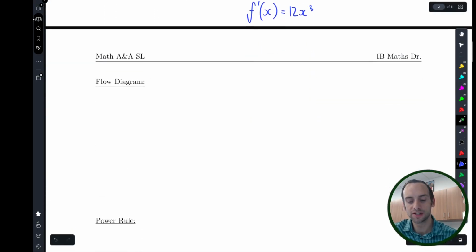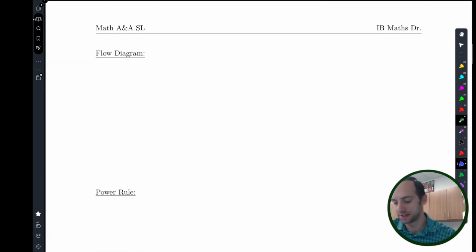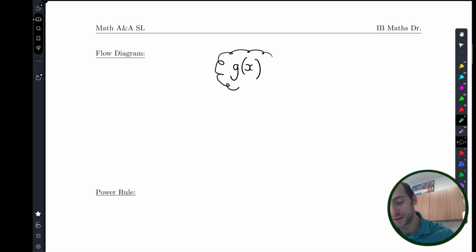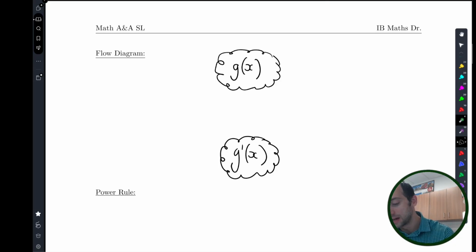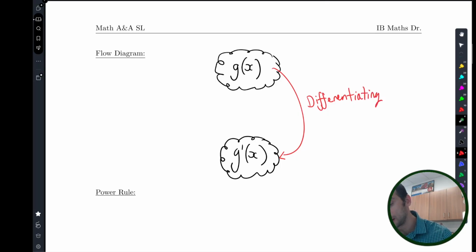So let's carry on understanding a little more about antiderivatives and integration and how they fit together. Okay? So we're going to make a little flow diagram here. We're going to think about a function, we'll call it g of x. And we know that this function g of x can have a derivative, which we commonly note g primed of x. Okay? And the process of getting from g of x to g primed of x, we've studied that a lot. That is called differentiating, or finding a derivative.